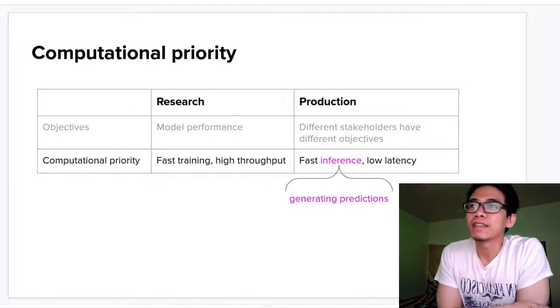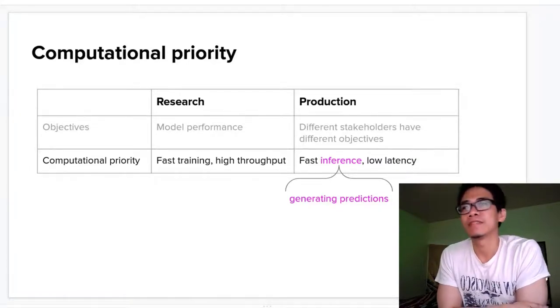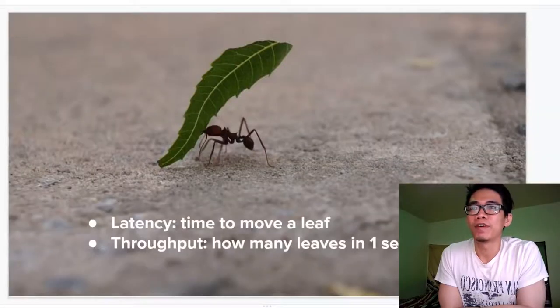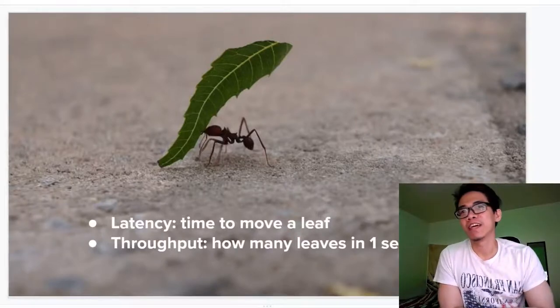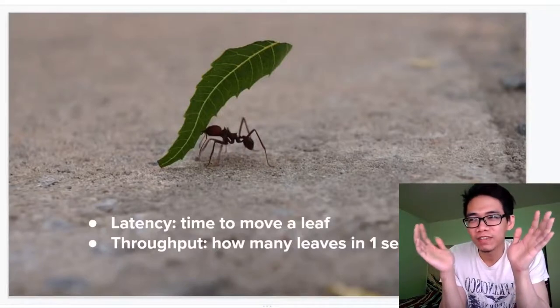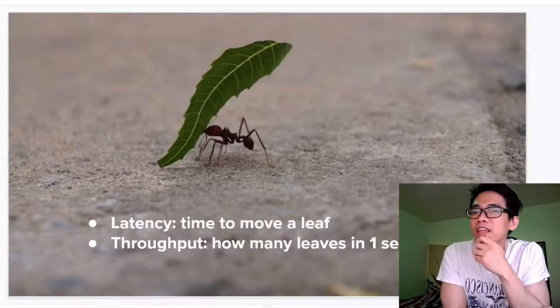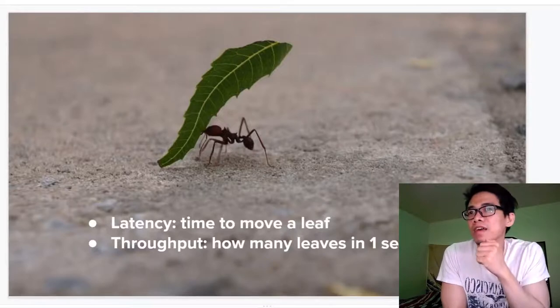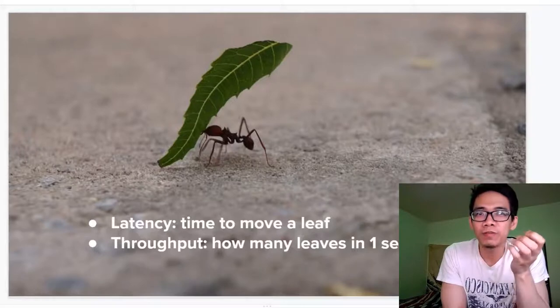Okay. Next, computational priority. In research, we care about high throughput, and in production, it's about fast inference and low latency. This is an example of what latency and throughput mean, but I'll use my old example. Imagine you have two rice cookers. Do you know what rice cookers are? You have a big rice cooker that can cook a big batch of rice that can feed 100 people in 10 minutes. You can also cook a small batch of rice that fits just one person, but it still takes like 5 minutes.